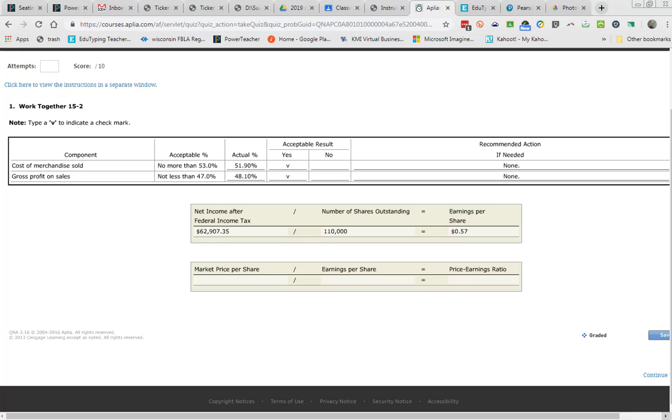So now we have to calculate our price-earnings ratio, and our price-earnings ratio is taking your market price and dividing by your earnings per share. So my market price was given to us in the directions: $13.75. Earnings per share we just calculated, 57 cents. Break out your handy-dandy calculator. Yep. You get about 27, 28.